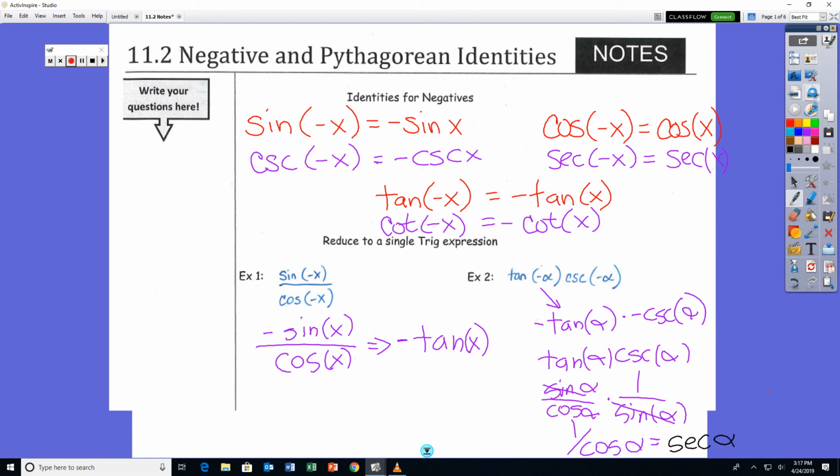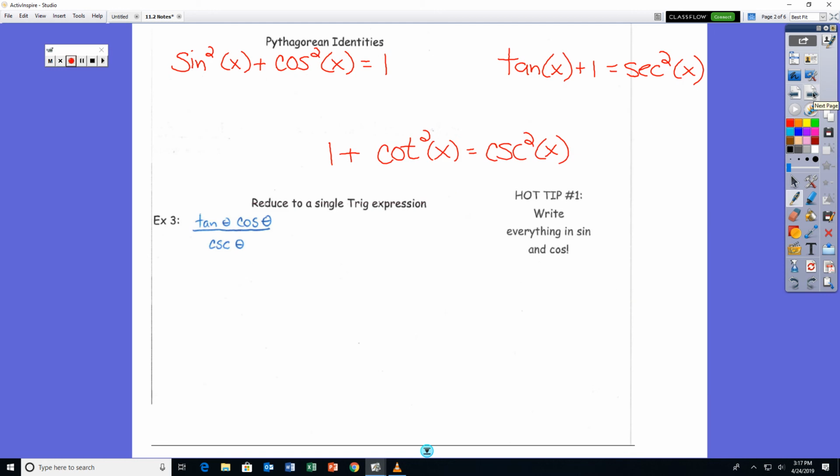Alright, now adding on to this, the other identities here are what are called Pythagorean identities. The reason they're Pythagorean is they come from a squared plus b squared equals c squared. Sine squared plus cosine squared would be the same as 1. Tangent squared of x plus 1 equals secant squared of x. 1 plus cotangent squared equals cosecant squared. All three of these identities can be changed around and used to substitute as needed.